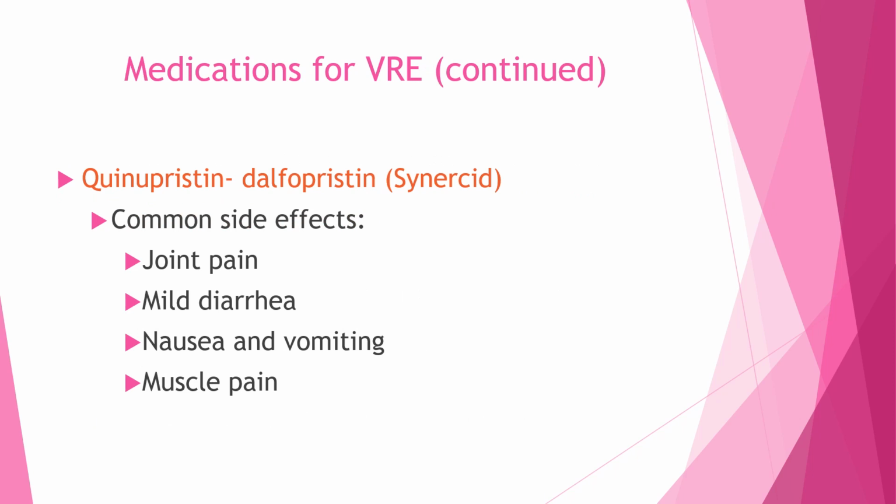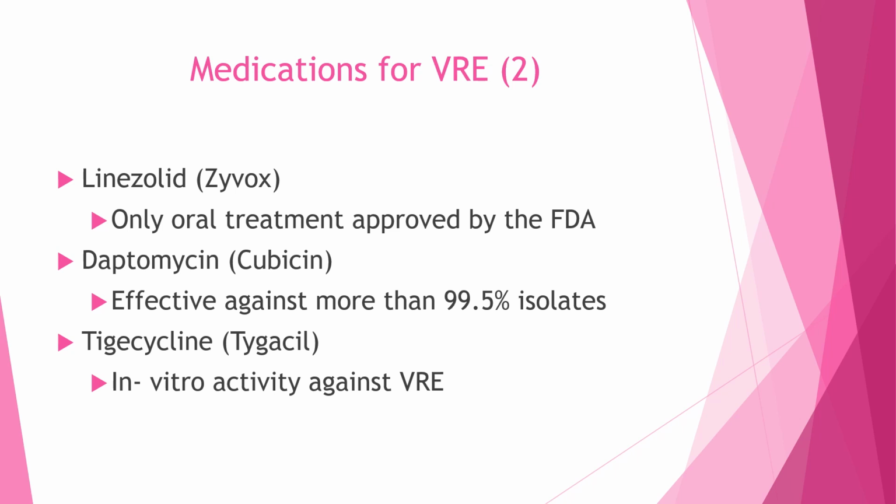So Synercid, some of the more common side effects of Synercid are joint pain, mild diarrhea, nausea and vomiting, and muscle pain. Zyvox for VRE is the only oral treatment that is approved by the FDA. Cubicin is effective against more than 95.5% of the isolates, so it's very, very effective. And Tygacil can be used in vitro against VRE.